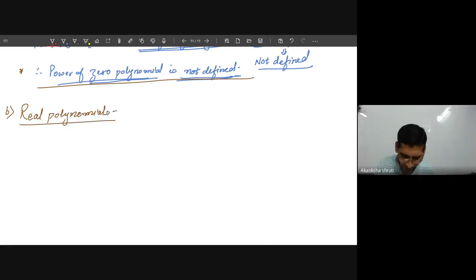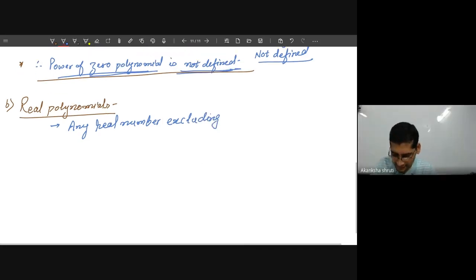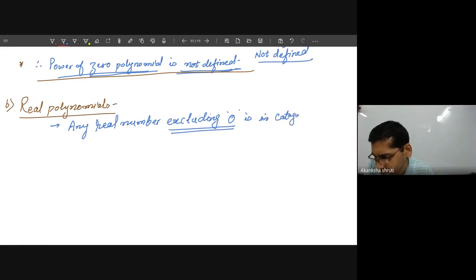So students, what is a real polynomial? Any real number, excluding 0, is called a real polynomial. So write: any type of real number, excluding 0. It is important. So here 0 is excluded, it is not falling in the category of real polynomial.